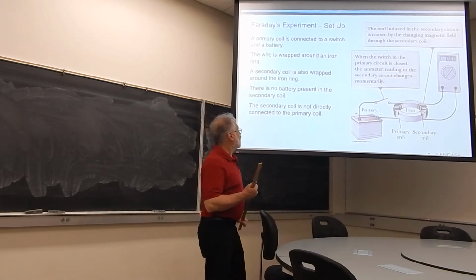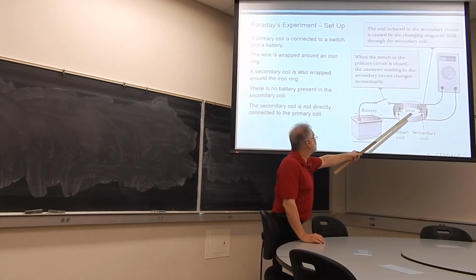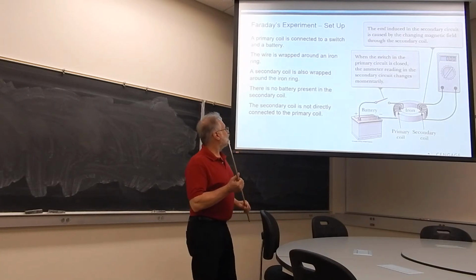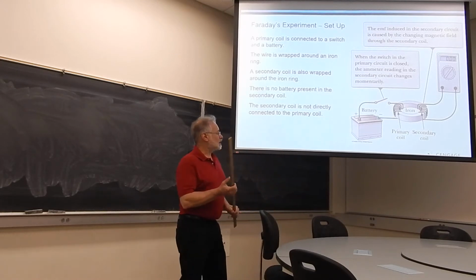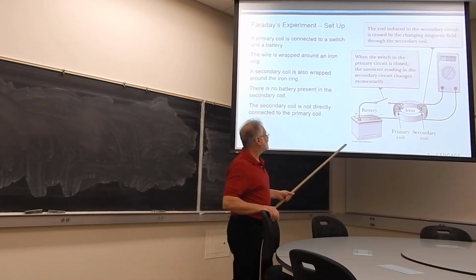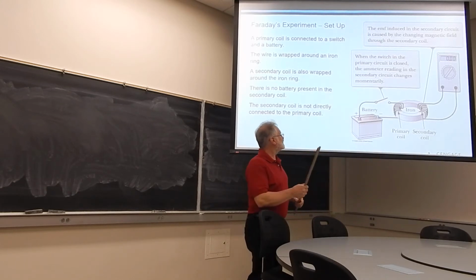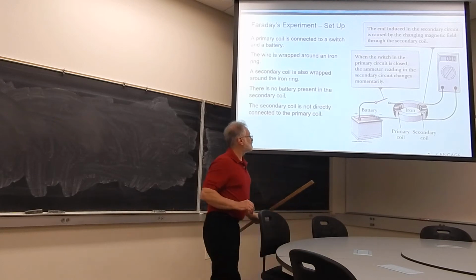Now, of course, because there's no connection between these two wires, probably the assumption would be, well, there's no connection, therefore nothing should happen when I connect this wire to a battery, because there isn't any kind of connection that we can see between these coils of wire.